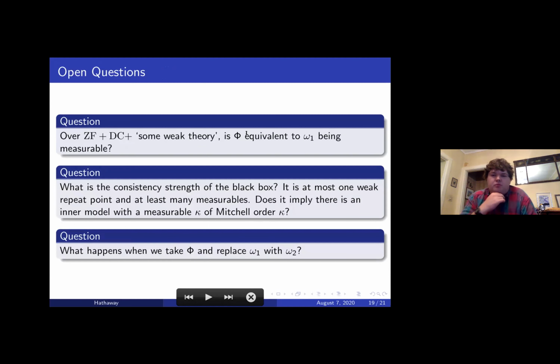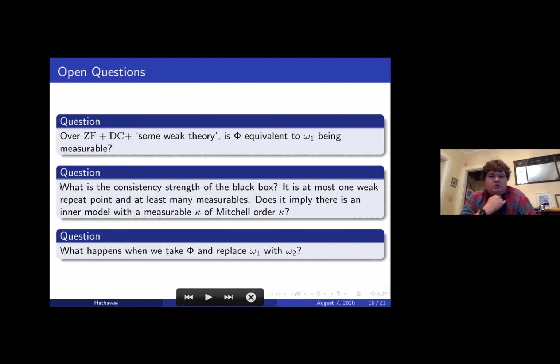So first, I'm just wondering, phi is some strange combinatorial statement, but if you just combine it with something, does that actually give you omega 1 is measurable, or even omega 1 is measurable via the club filter? Okay, so this first question, I'm saying combinatorially, what is the status of phi?